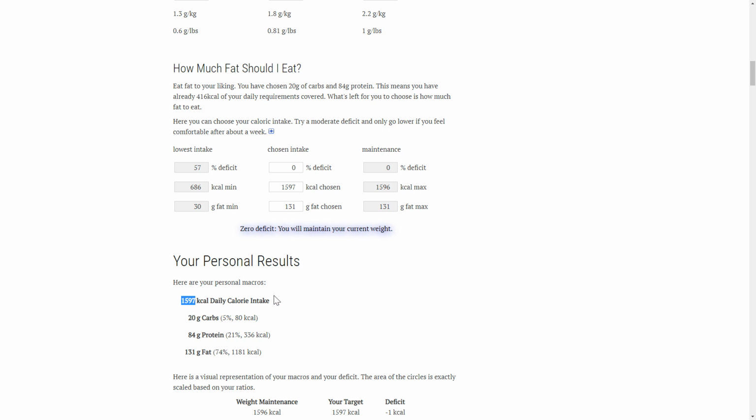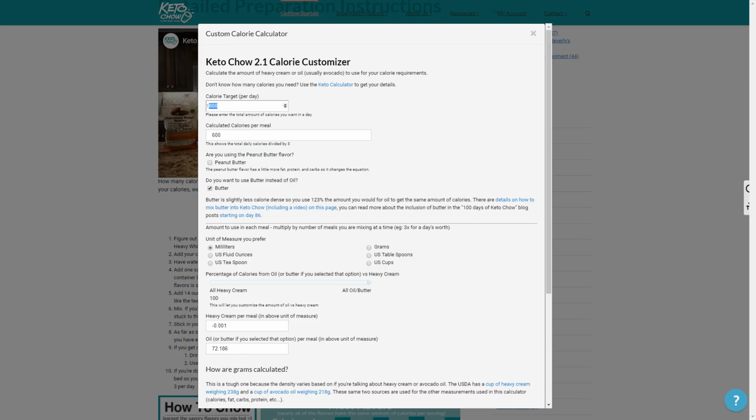So we know how many calories we want per day. So we're back here. So I'm going to change this to, I could do 1,597 if I wanted to, or just round it up to 1,600. Okay. So how many calories per meal? 533. Now, it's going to ask you a bunch of questions.